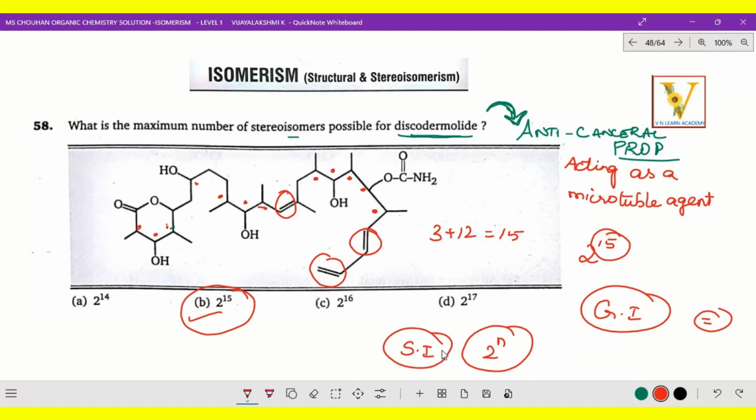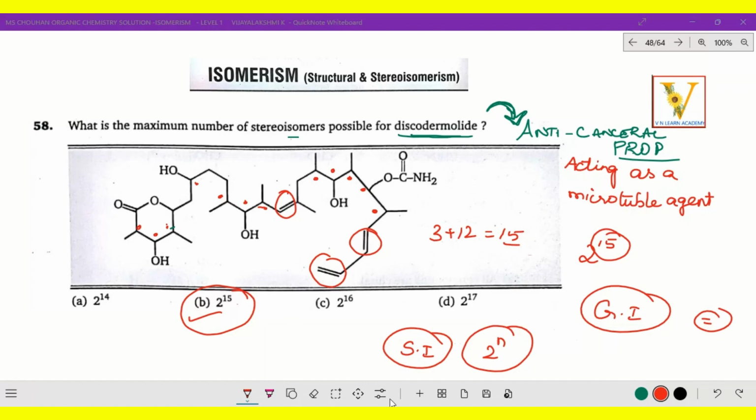Why do we go for this formula? Because it is an unsymmetrical compound. For an unsymmetrical compound, the number of stereoisomers is 2 to the power of n. For geometrical isomers, how many double bonds are there? There are 3 double bonds, 1, 2, 3. We do not need to consider C double bond O. Then 3 plus 12 chiral centers gives 2 to the power of 15. I hope you got the clarity about this question.